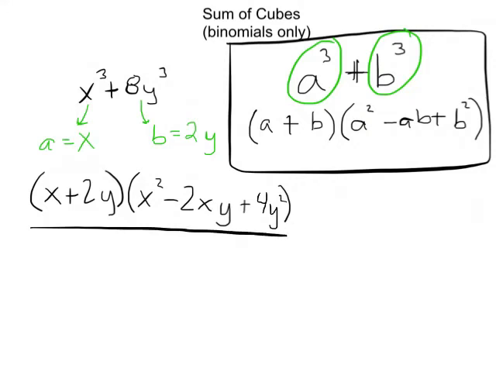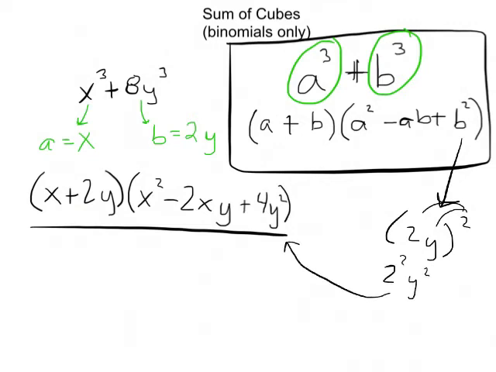The reason it's 4y squared is that b was originally 2y, and this problem is asking me to do 2y squared. That square needs to be distributed to both things, so you'll have 2 squared y squared, which is what gives me 4y squared for the last term of the trinomial.